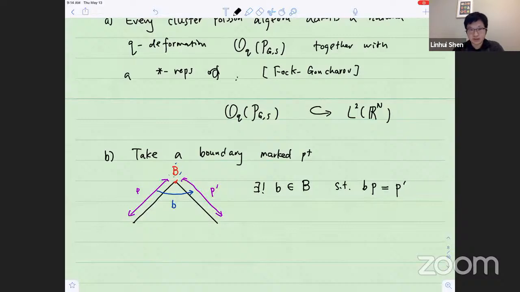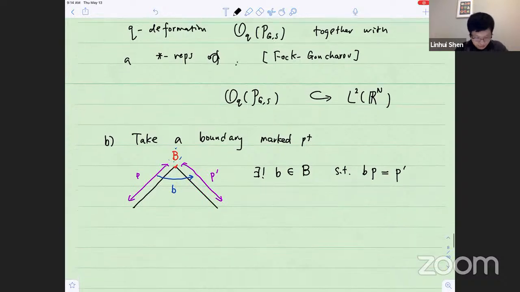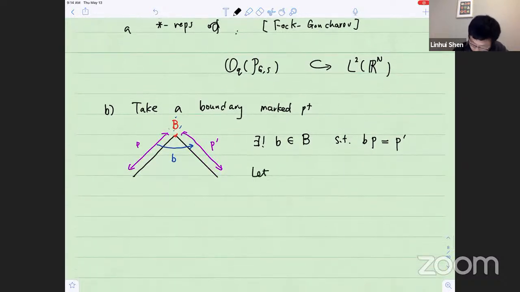In particular, we can assume this B to be the Borel of upper triangular matrices. You can always transport the left flag to some standard one. And then we can further rewrite b as a product of U times H, where U is the unipotent subgroup in B and H is the Cartan subgroup.